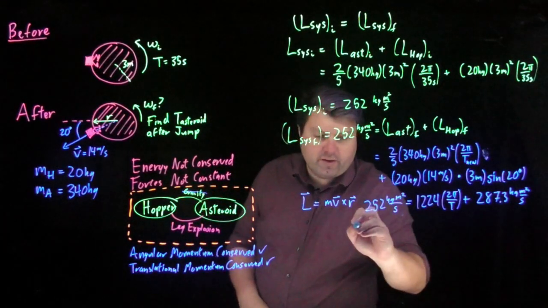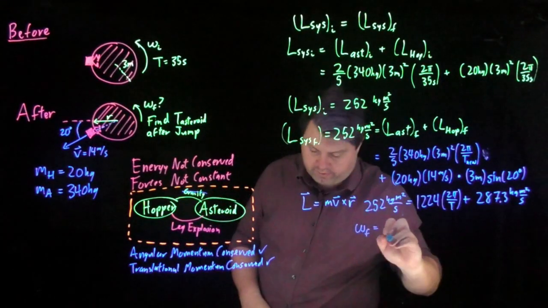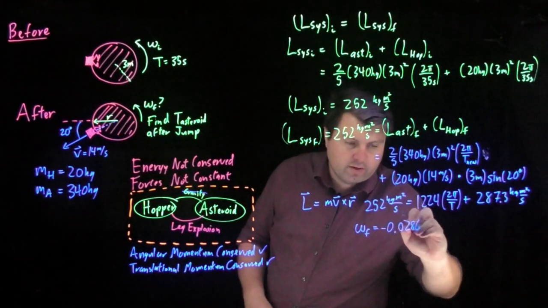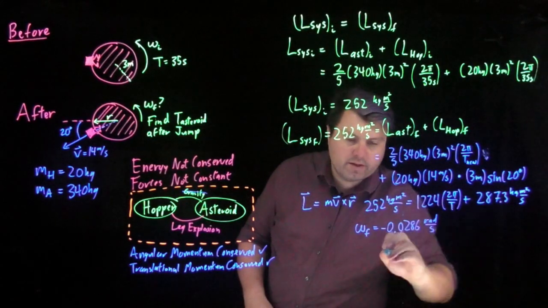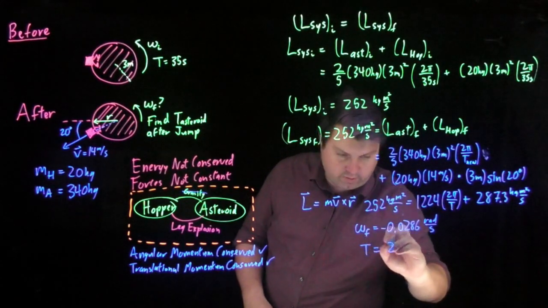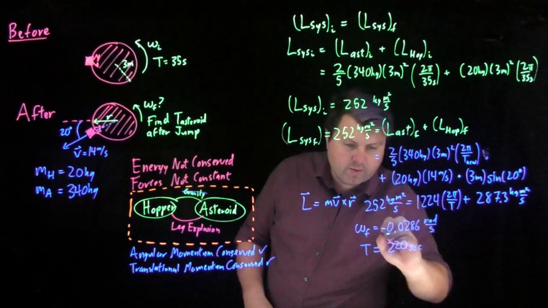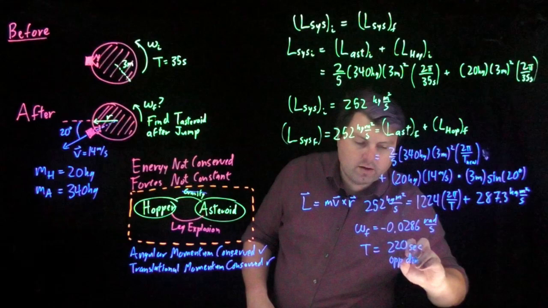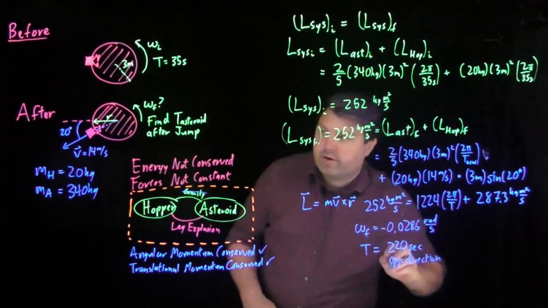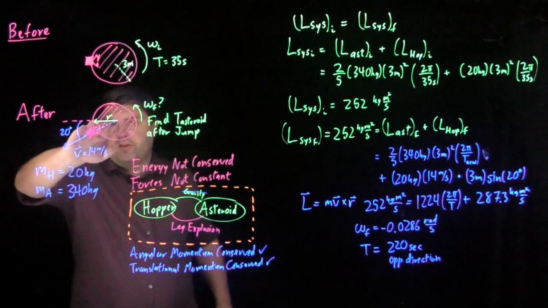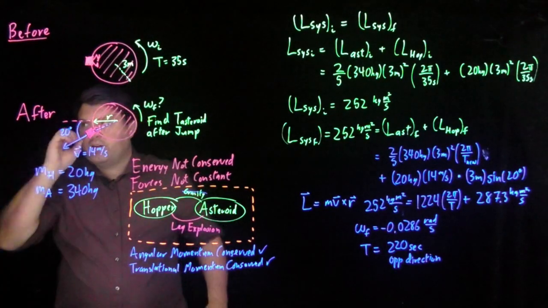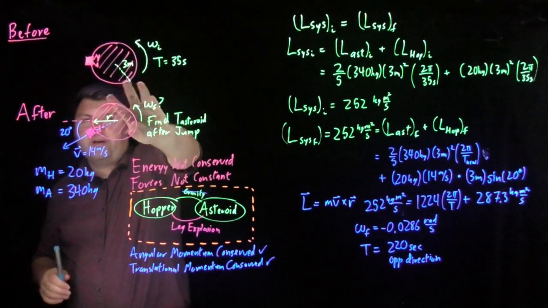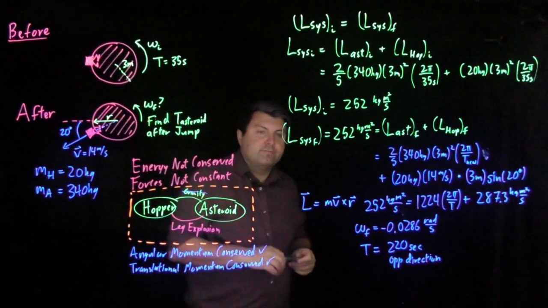Calculating all this, our omega final is going to be negative 0.0286 radians per second. Our period is going to be 220 seconds. But because we have this negative, it's in the opposite direction. So this jumping off has given such a torque that it's gone from rotating this way to now rotating this way.